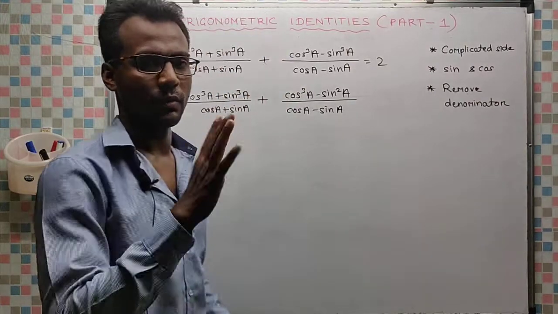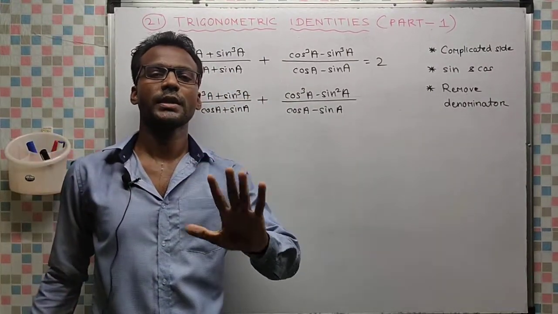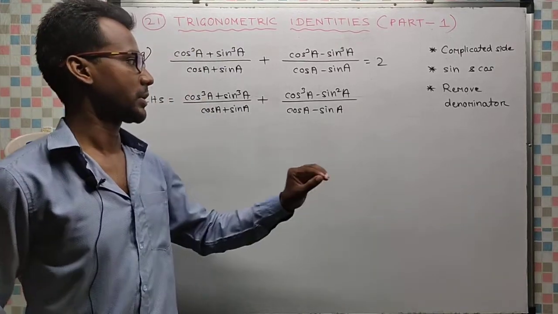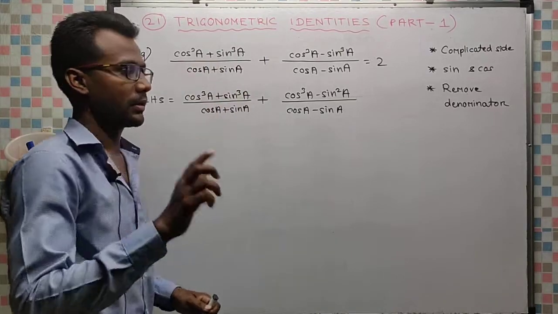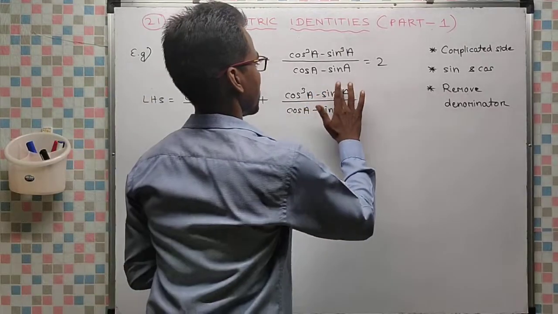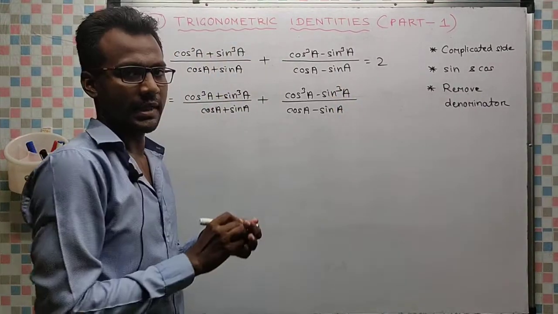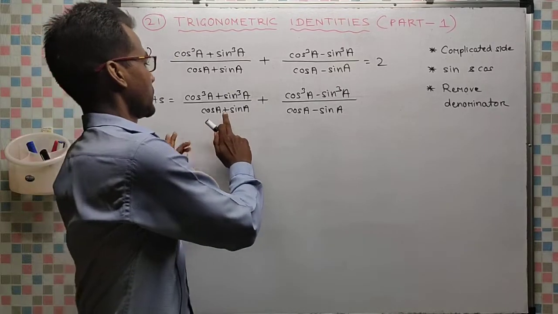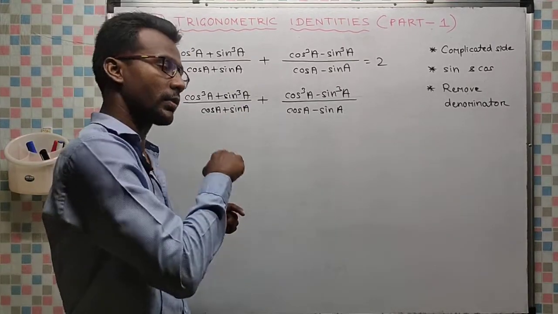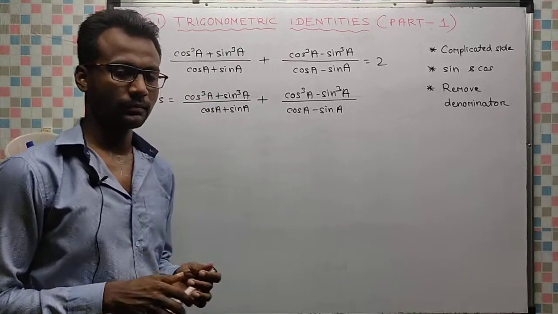Always try to remove the denominator. The numerator is never a headache to us; always the denominator is a headache. See here, cos³A plus sin³A and cos³A minus sin³A are not a problem to us. The main problem is cos A plus sin A in the denominator, and cos A minus sin A in the denominator. So try to remove these two.